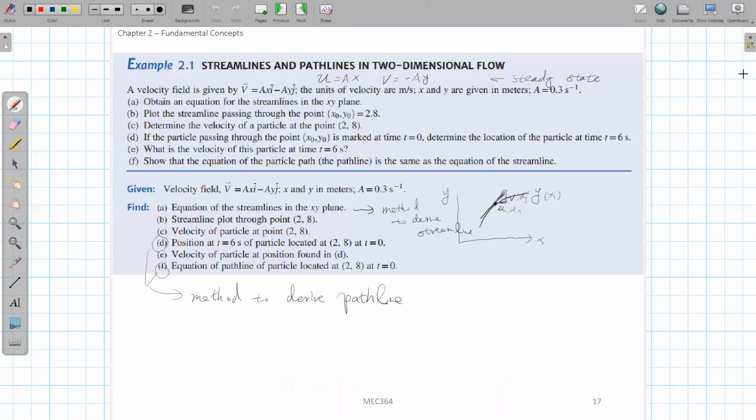Any more questions, guys? In next week's recitation, I will let you have more practice on these streamline and path line problems. You will practice more problems for it. Do you have any questions here? Otherwise we will move into the next topic.